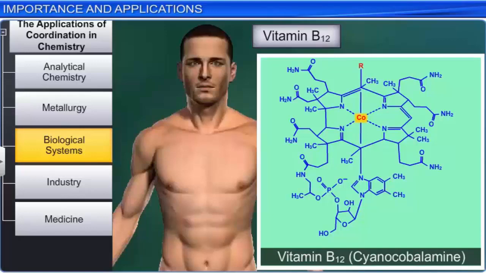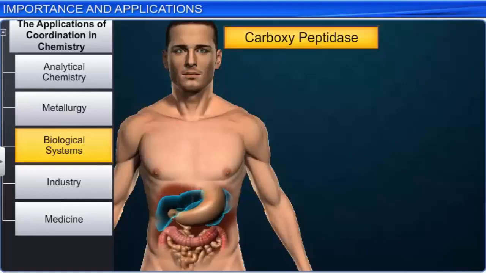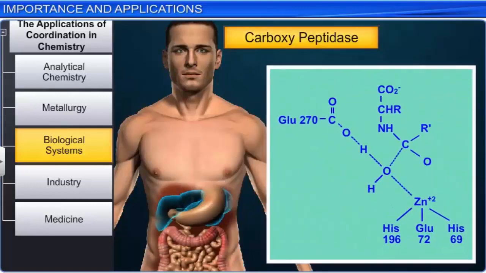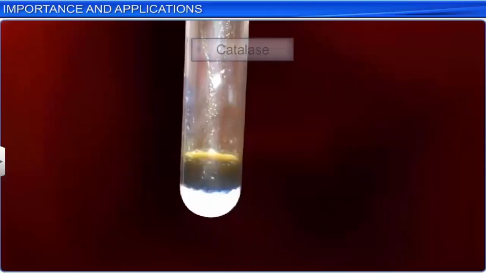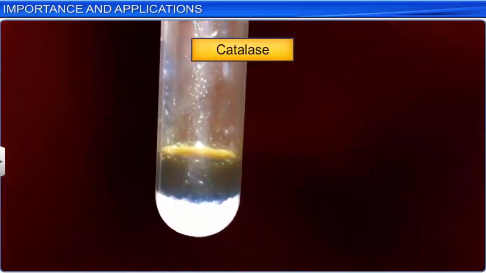Many enzymes that regulate biological processes are metal complexes. For example, carboxypeptidase, a hydrolytic enzyme important in digestion, contains a zinc ion coordinated to several amino acid residues of the protein. Another enzyme, catalase, which is an efficient catalyst for the decomposition of hydrogen peroxide, contains the iron porphyrin complex.